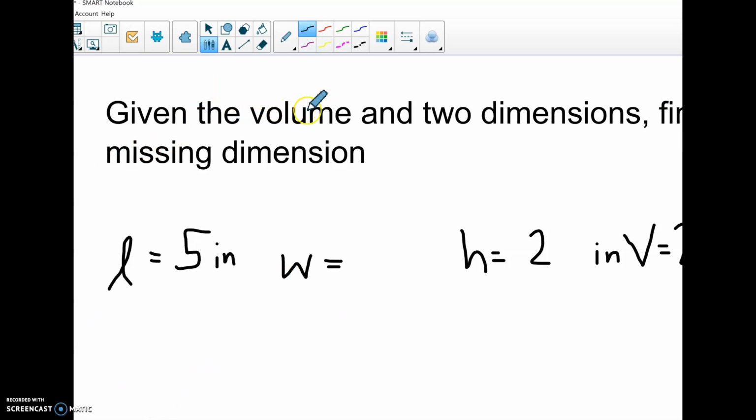Okay, now it says, given the volume and 2 dimensions, find a missing dimension. So here they give us the volume is 20 inches cubed, and they give us the length and the height, but they say, what's the width? All right, and this is a rectangular prism. So to find the volume of a rectangular prism, we do length times width, we don't know what that is, times height, and that would equal 20 inches cubed.